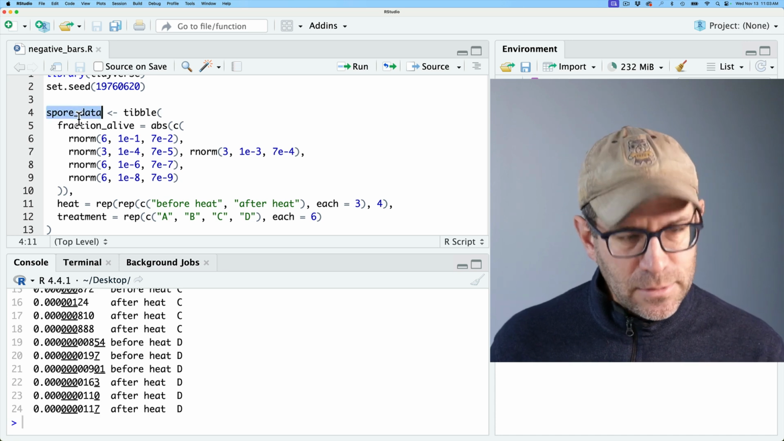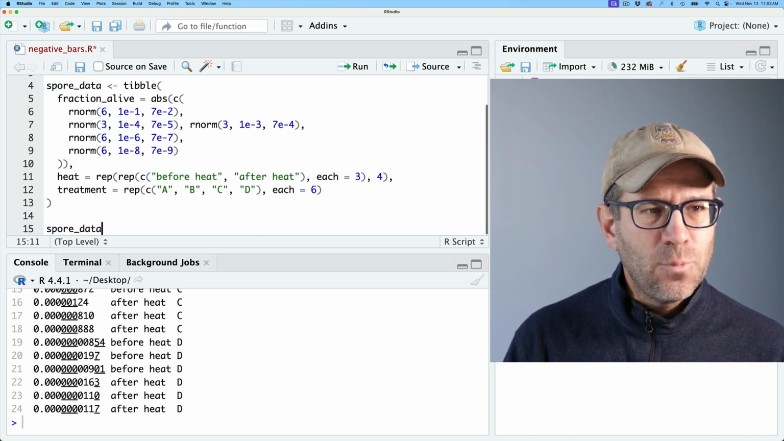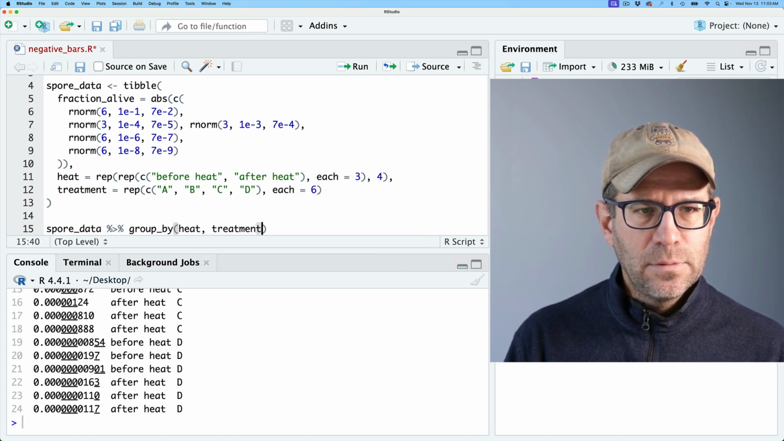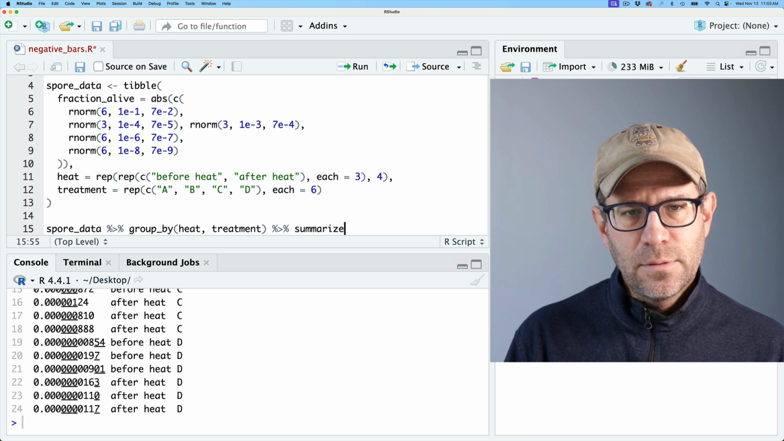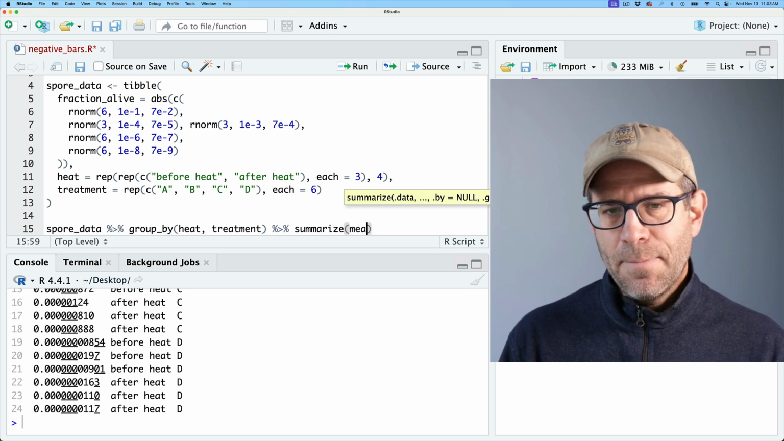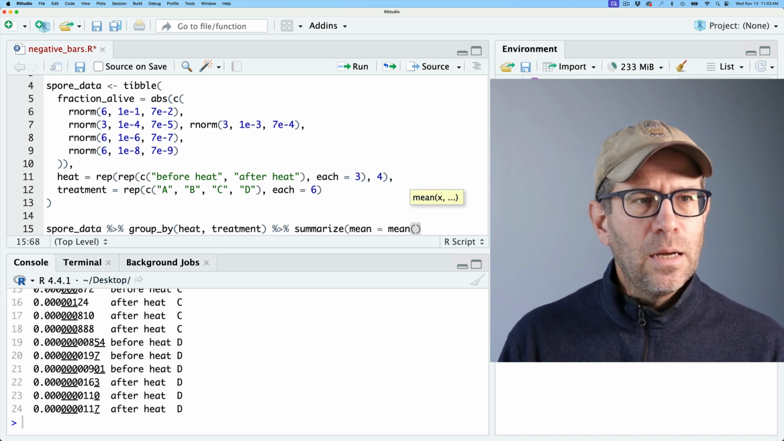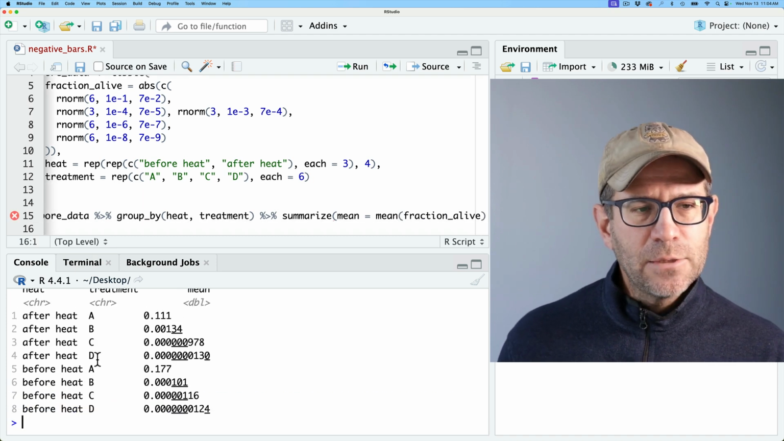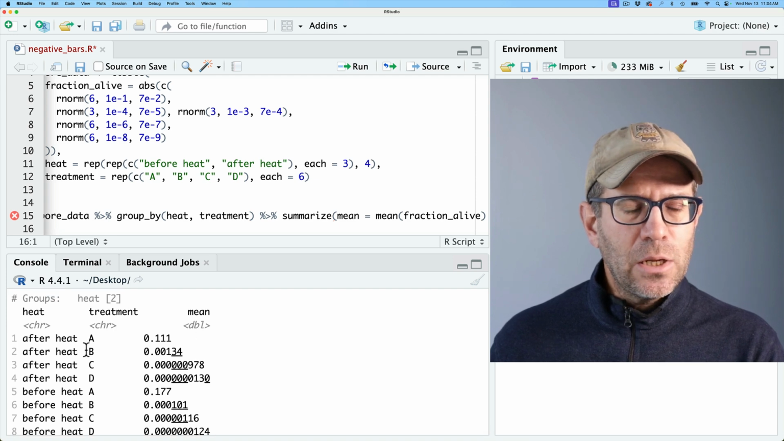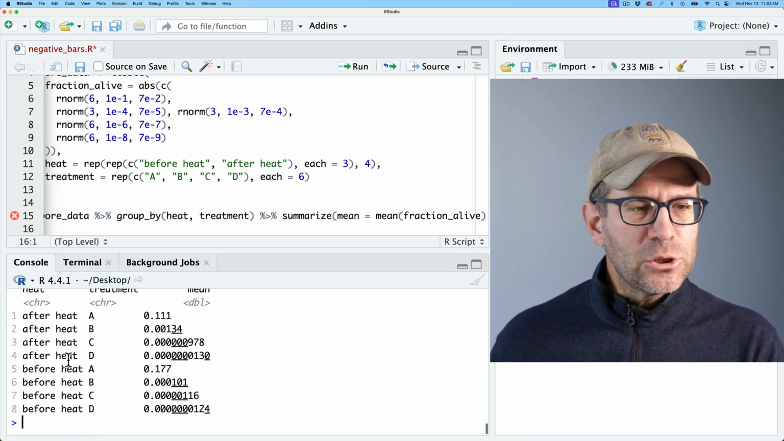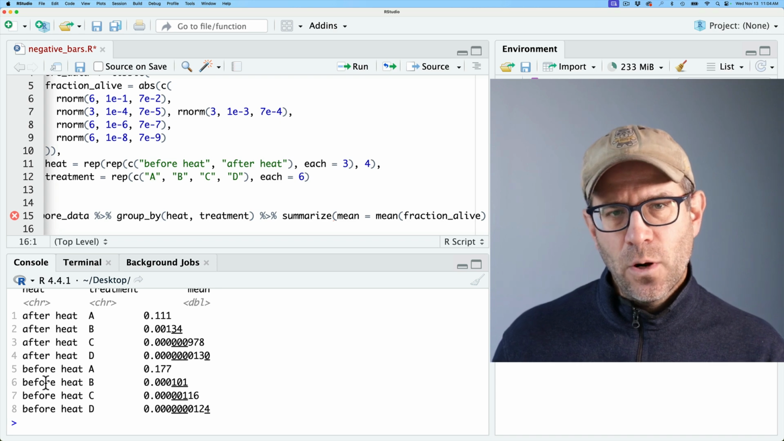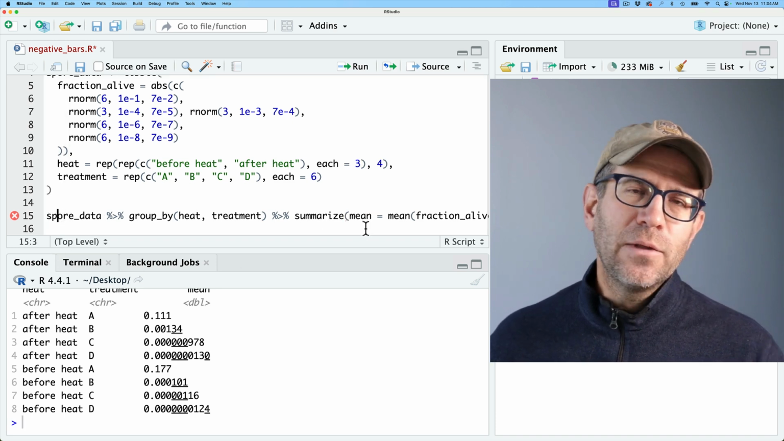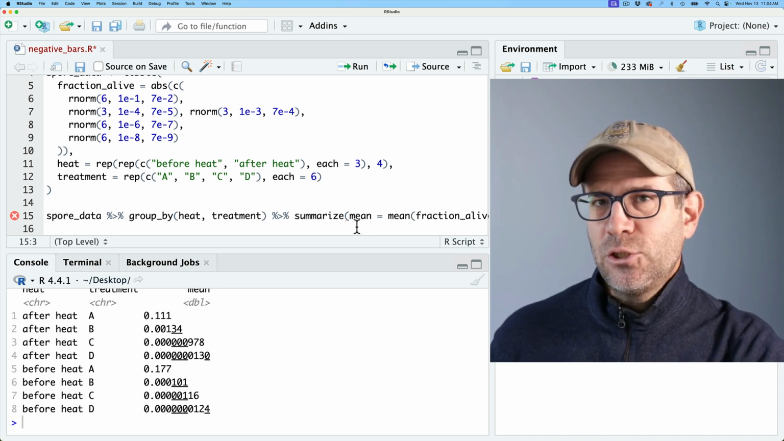Something that I might do would be to do something like spore data group by heat and treatment, and then summarize, and I'll say mean equals mean on fraction alive. Yep, and I'm missing a closing parenthesis there, right? And so then this would give me the fraction alive for each of the 4 treatment groups with the before and after heat, right? So what I might do with something like this is to save it to a variable and then take that variable and pipe that into ggplot2.